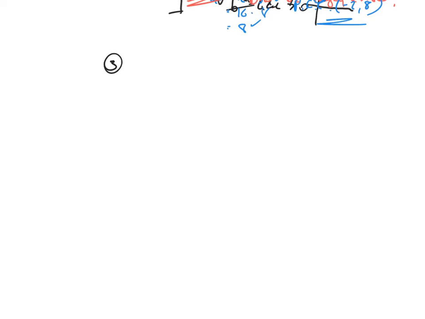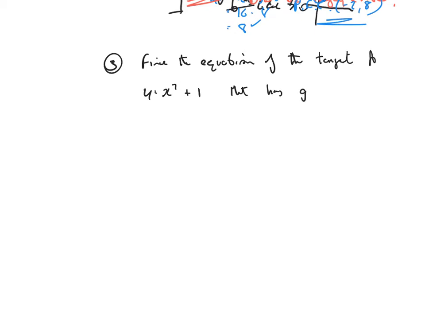Okay, example 3, this one's a wee bit different. We're going to find the equation of the tangent to y equals x squared plus 1 that has gradient 2.